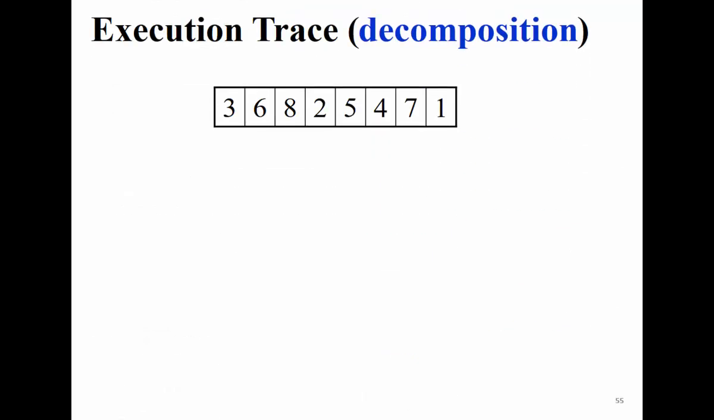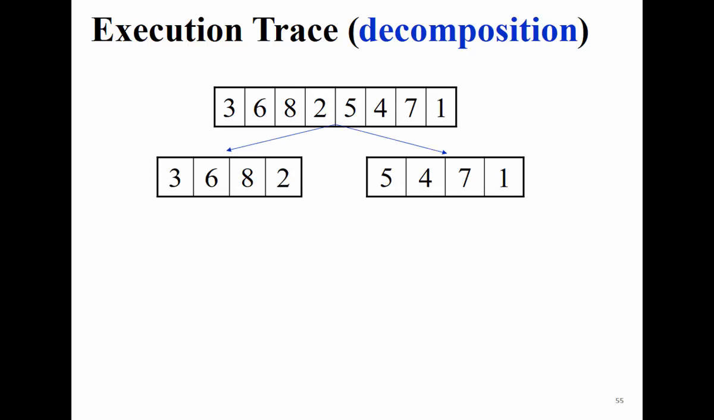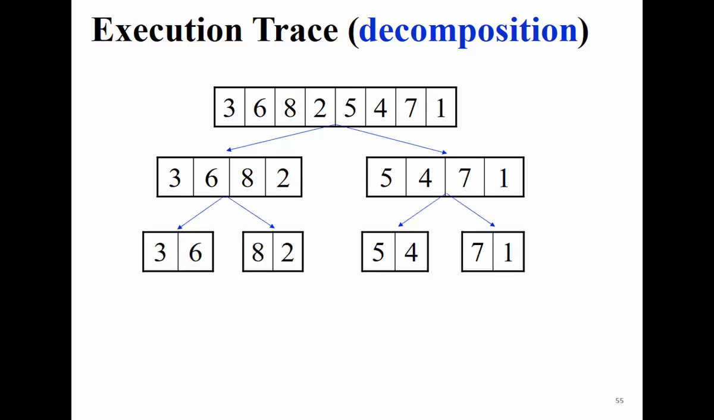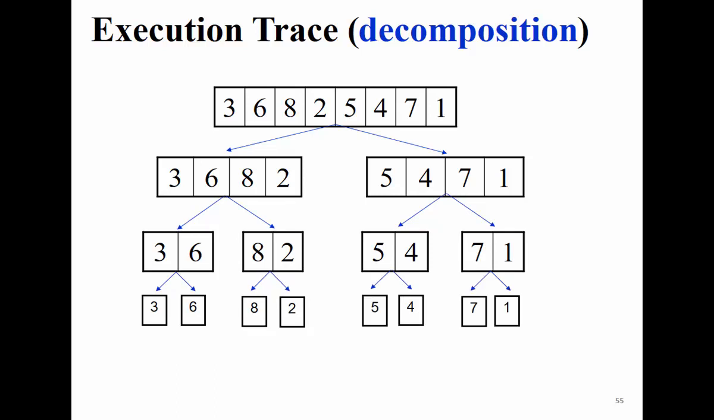Let's see, here is the trace of execution for the merge sort. Let's say we start with this array, and we need to do the merge sort algorithm. So we're going to divide the array in halves, and keep dividing in halves until we have the base case. What's the base case? An array of one element. 3 is an array of one element, it's already sorted. 6 is an array of one element, it's already sorted. Once we reach the base case, all the elements are already sorted.